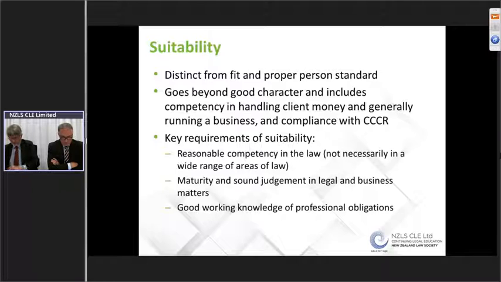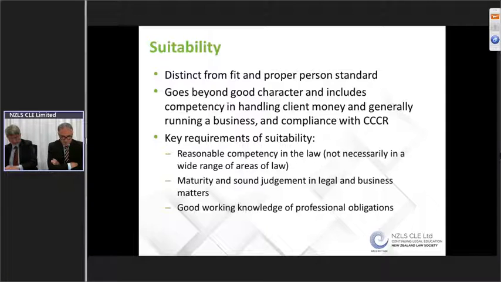And as I observed earlier, you have already passed through the screening and met the standard of a fit and proper person through the admission and practicing certificate procedures. So there is something more, and that, as I said, is related to qualities that transcend or are different from issues of character, and include competency in matters such as handling client money, the operation of a trust account, and generally in running a business.